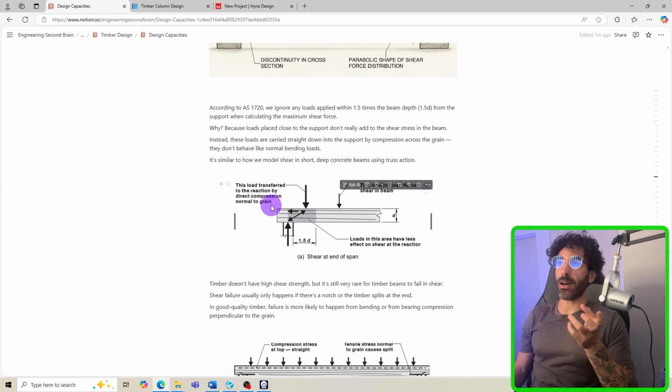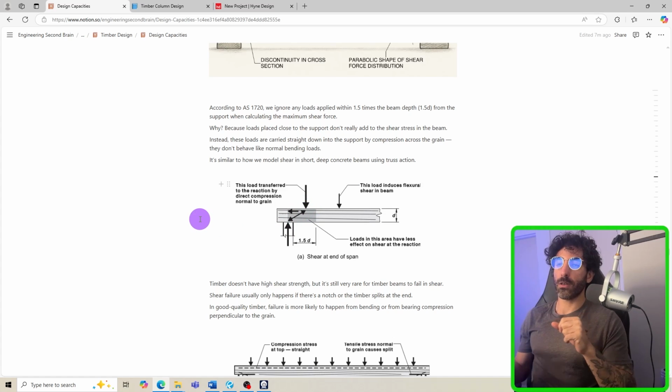And the reason behind that is because the loads placed close to the support don't really add to the shear stress in the beam. Those loads are carried to the support straight through compression. So you can see like an Australian tie, and then that load goes straight to the support. It won't have any increase in the shear stress of the beam.